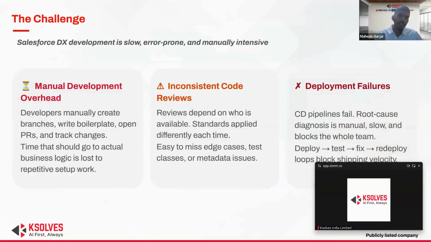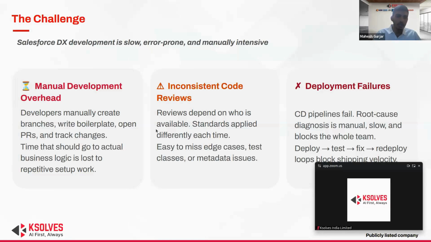So let's begin. Before I show you the solution, let me set the context with the challenges we face today. So there are three challenges. The first one is manual development overhead. Whenever we have to build any task, we write the code manually, we create the branches, we wait for the reviews, and then we address the review comments. All the things are manual.